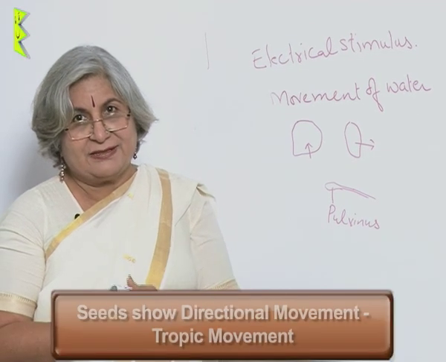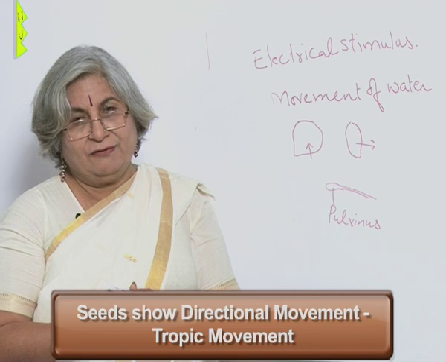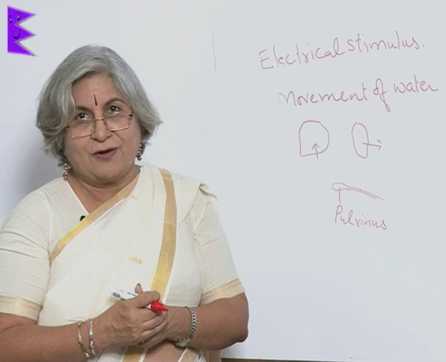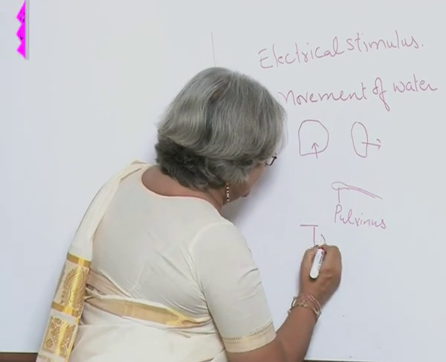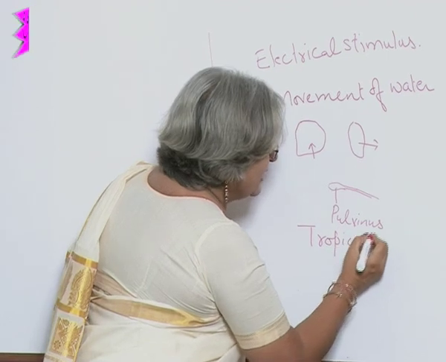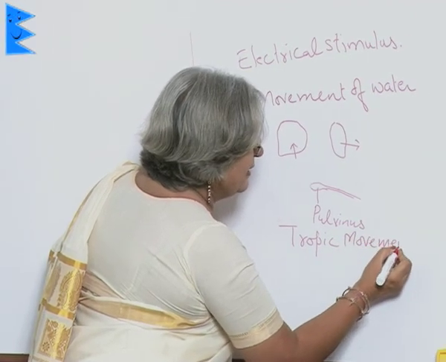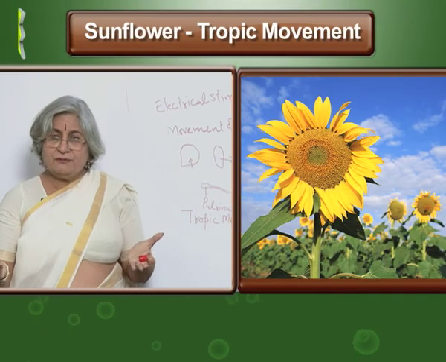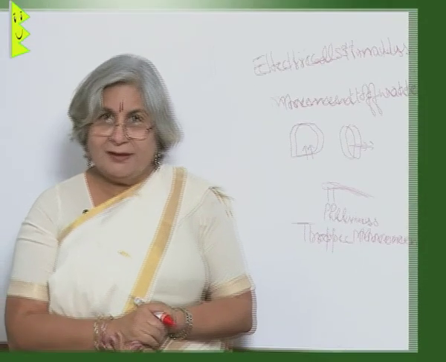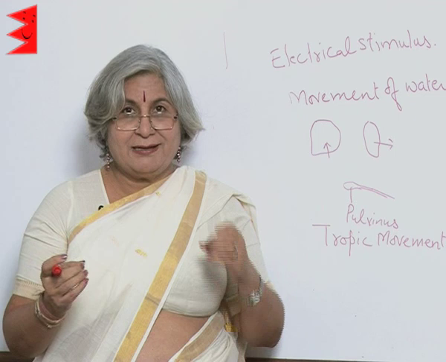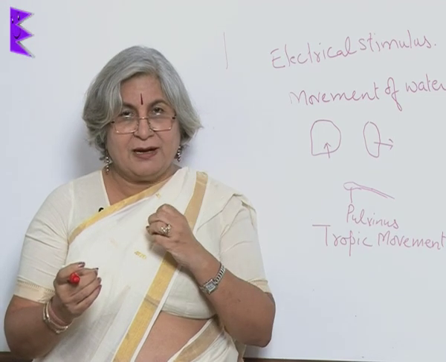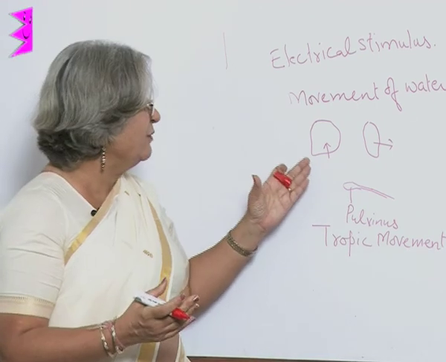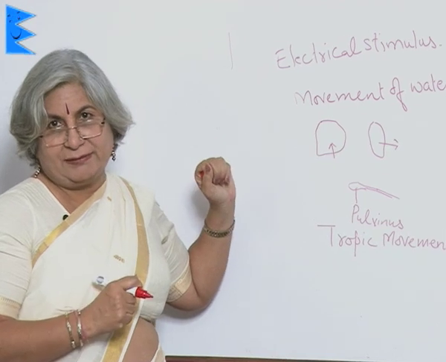But in the case of seeds, when we study, we will find the movement is different. It is directional. Now the directional movements are called the tropic movements. Like in case of the movement of say a sunflower or movement of a seed. How are these two movements different? Immediately what will come to your mind is that the movement of the touch me not plant is very quick. It happens instantly. But the movement of seeds is slower.